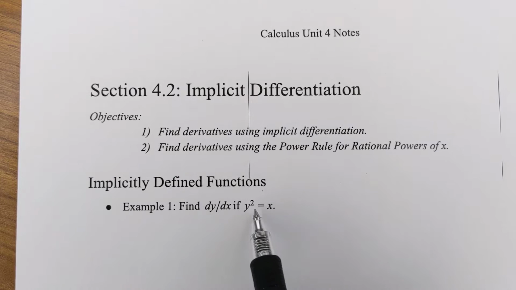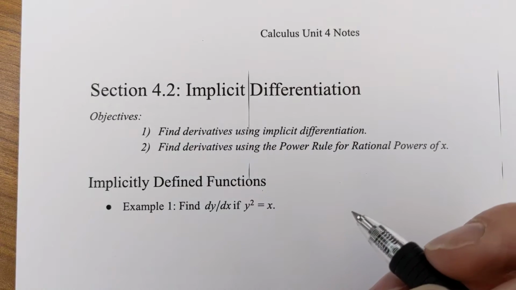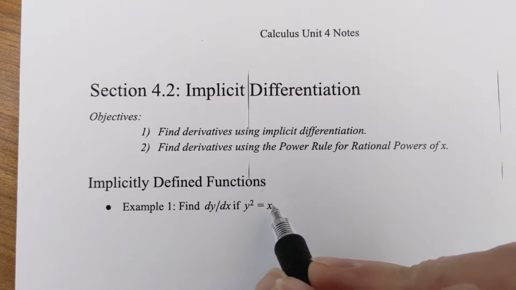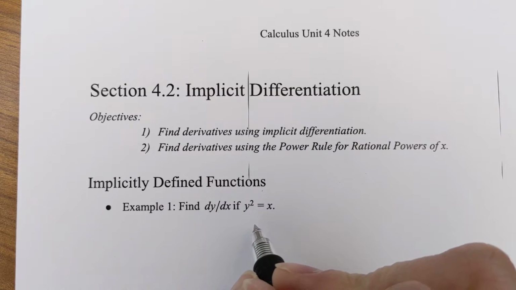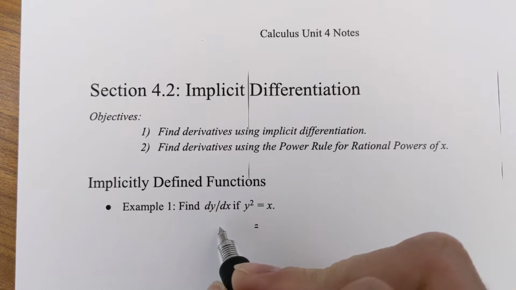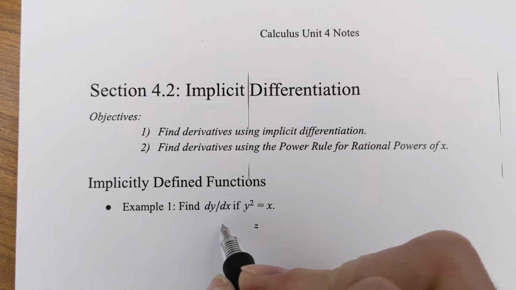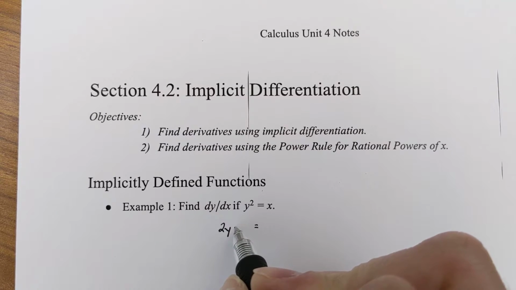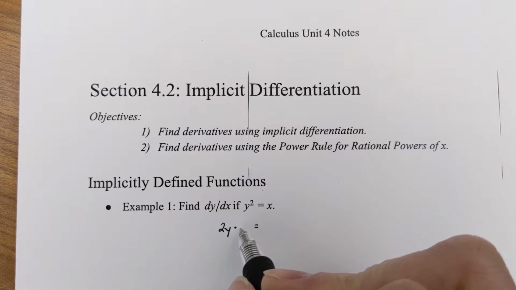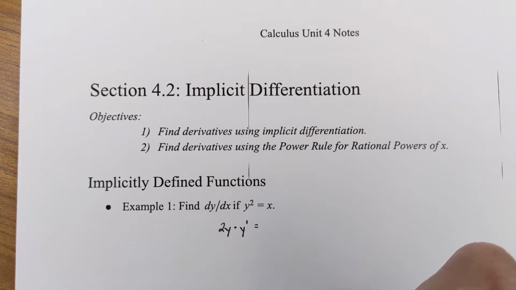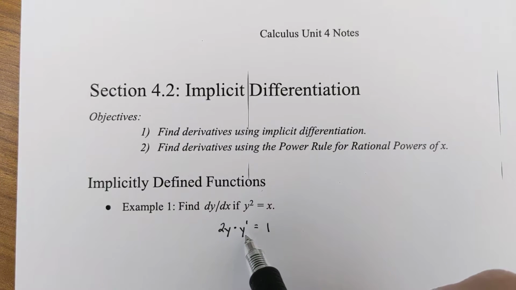So to find this, here is how it works. When you take the derivative, you do it just like you normally would. The derivative of y squared would be 2y, but anytime you take the derivative of a y term, you generate a y prime. Over here on the right, you just have 1. Now, y prime is the derivative, dy dx, which is what I'm solving for. So to get y prime by itself, I'd have to divide both sides by 2y.